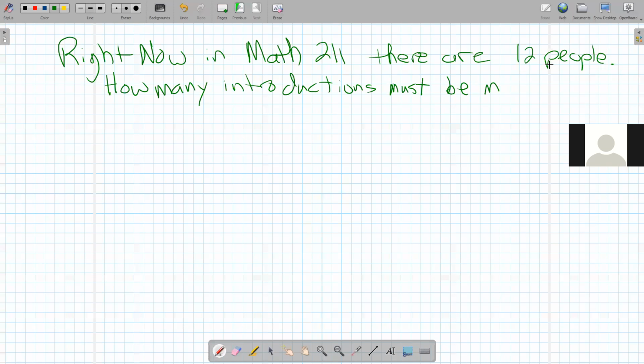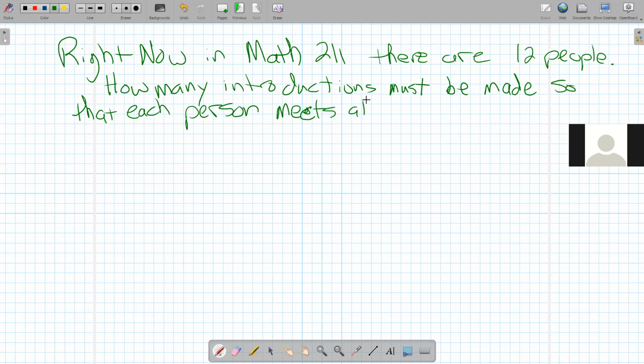There we go. Okay, so right now in Math 211, there are 12 people. How many introductions must be made so that each person meets all of the others?